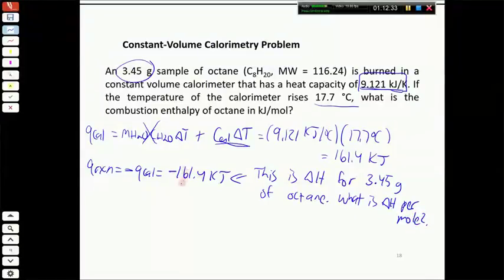So a lot of students stop here and they say, oh, delta H is minus 161.4 kilojoules, done. But that's the amount of heat, that would be delta H for 3.45 grams. What we're usually interested in is delta H per mole of substance that we're burning, or per mole of substance that we're reacting in another fashion. And so then the delta H of combustion is just going to be the heat of the reaction divided by the moles of octane.